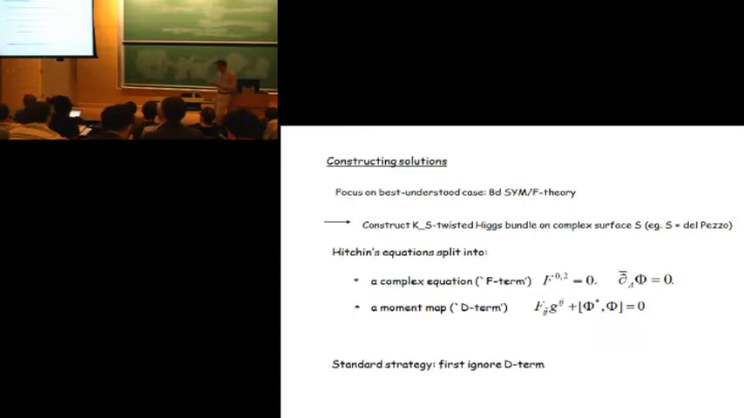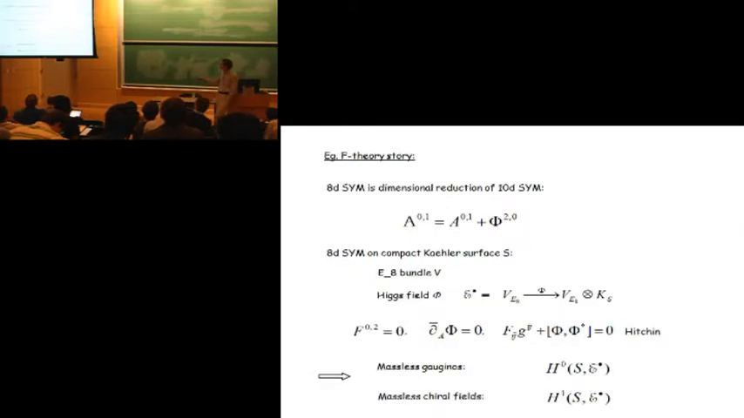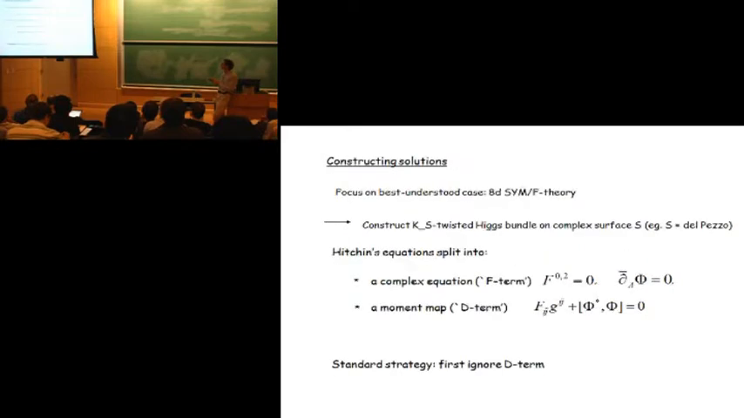Then you want to construct solutions. And here it really matters which dimension you're in. The F-theory case, the 8-dimensional case, is the maximally simplest case for a number of reasons. So I'll focus on that because I can present it in a very simple way. We want to construct solutions to these equations that we wrote over here, compactified on a Kähler surface S. Let's just stick to a del Pezzo surface, something like that. So we want to construct these Higgs bundles, canonically twisted Higgs bundles, on this complex surface S.